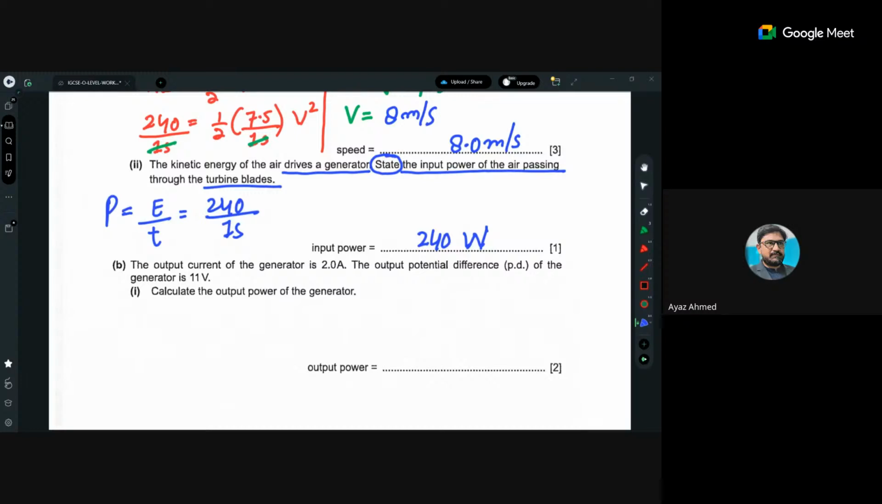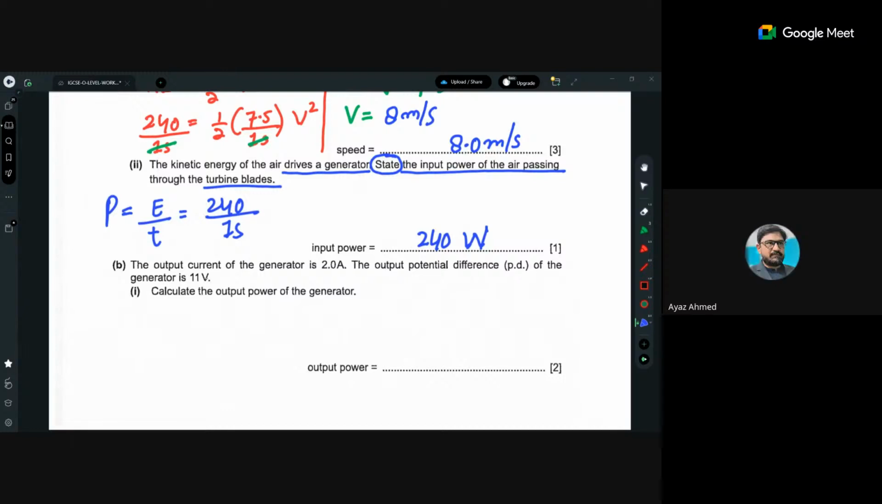Is it clear to you? Okay, got it, sir. But when it says to "state," we don't need to do the calculation, right? No, no need. Whenever the word "state" is asked, the values are already given to you. You have to just figure them out from the given data and write it in the answer.